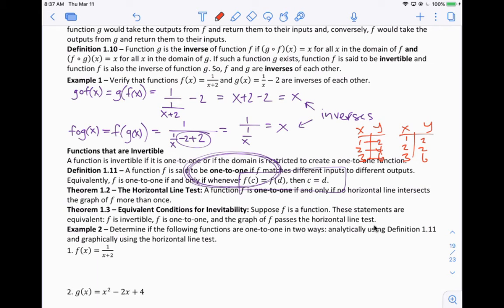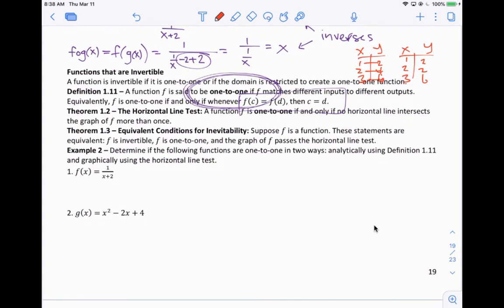For a function to be invertible, it has to be one-to-one, because what are we trying to do? We're trying to turn this function around. If we turn these tables around, we suddenly don't have a function in the second one. We have two y's going to the same x. You see what I mean?